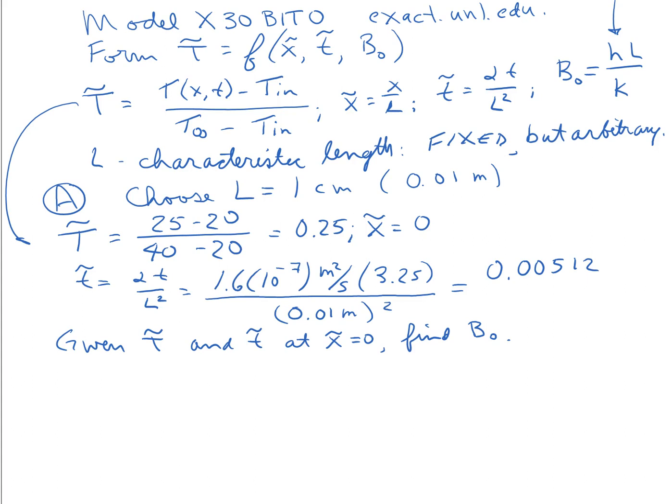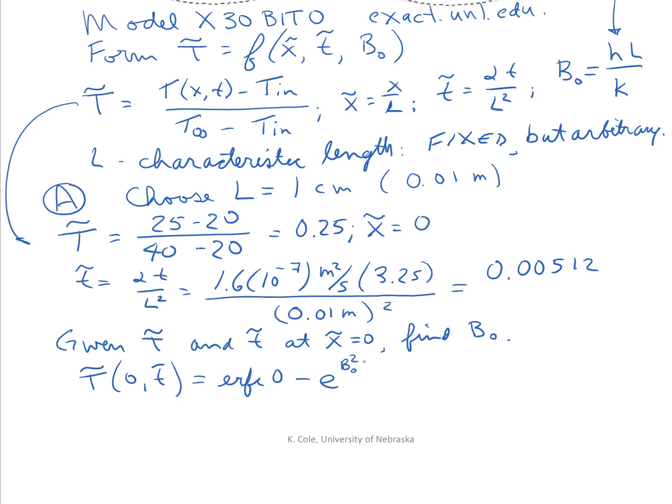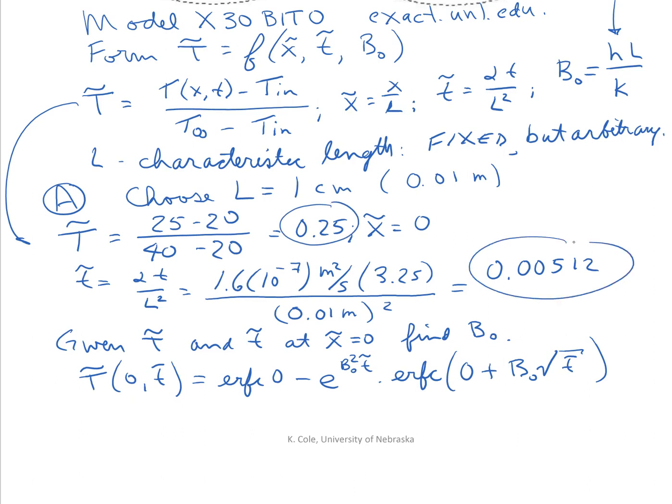So let me write that down at x equals 0. So I'm going to have T dimensionless at 0, and time is going to be the complementary error function of 0 minus an exponential of the Bi number squared times the dimensionless time, times a complementary error function of 0 plus Bi times the square root of dimensionless time. So given these particular values of the temperature and the time, what's the Bi number?